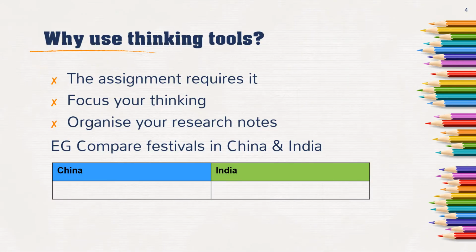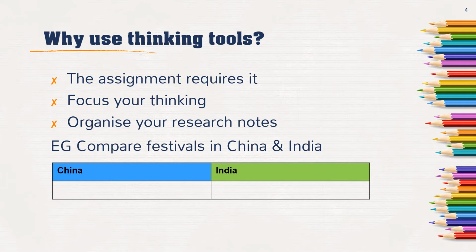Why do we sometimes use thinking tools? They're also sometimes called higher order thinking tools. Some people even call them HOTS for some reason. Anyway, why are they so useful for research? Well, they focus your thinking and they help you to organize your research notes. And they're particularly useful if the assignment actually requires you to think in a certain way.